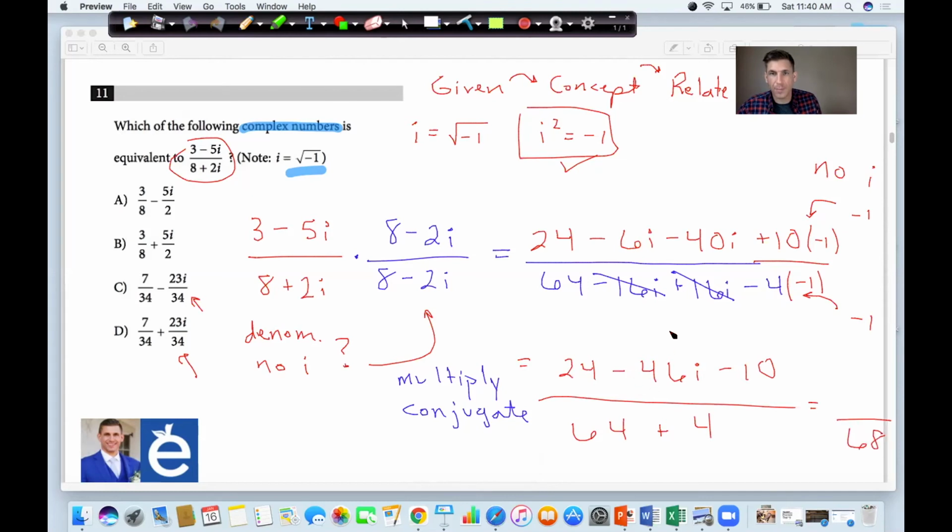And on the top, I'm going to have 24 minus 10, which is going to give me my 14, right? So 14 minus 46i. Going off the page a little bit, so I'm going to bring it back. Here I have my 14 minus 46i over 68. Cool. Now here, I'm going to simplify this, and I'm going to use my answer choices as a guide. Yeah, it's going to be D.